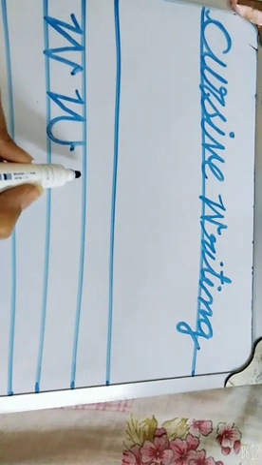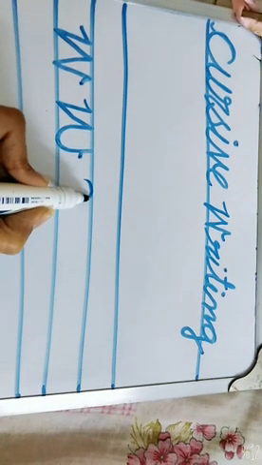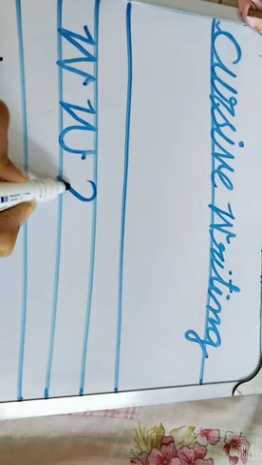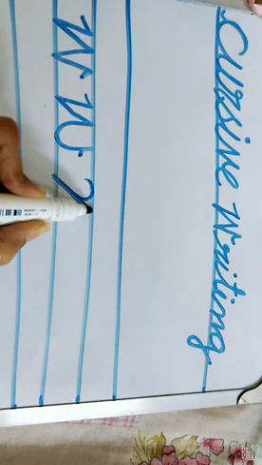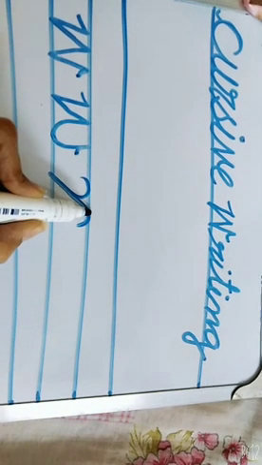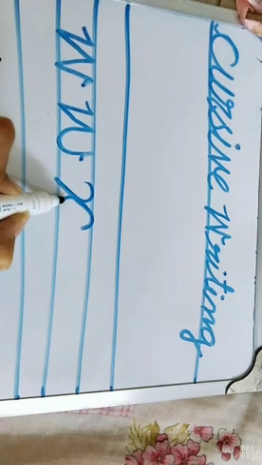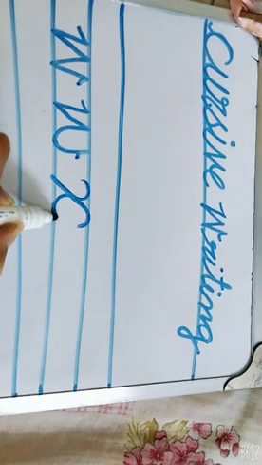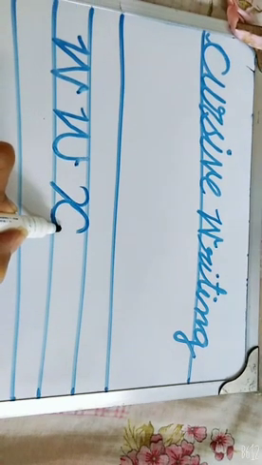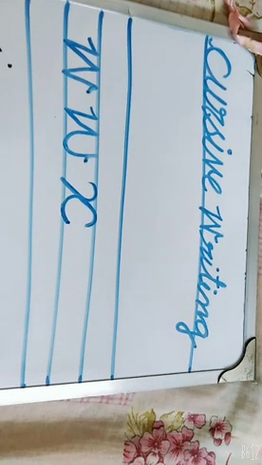Okay, put your marker on second line. Make curve here. Now move your marker downward on third line. Now come back on second line. Make curve here. Now move your marker backward, touching the side of X. Now touch the third line. Make curve here, upward. Now pick up your marker. This is lowercase character X.